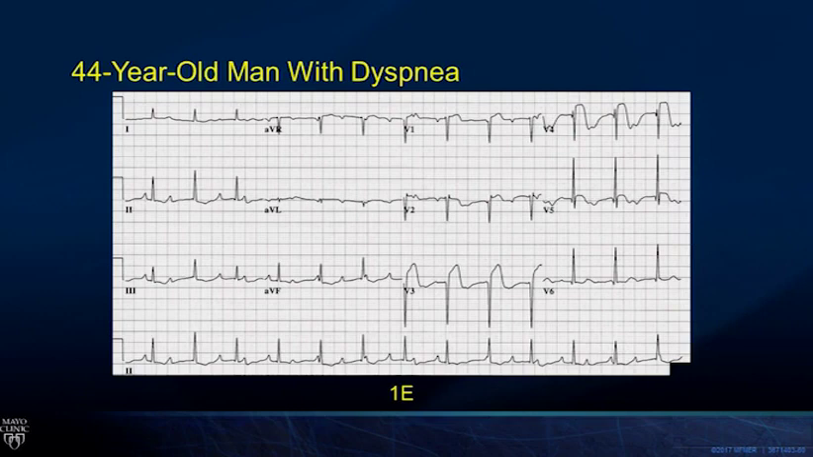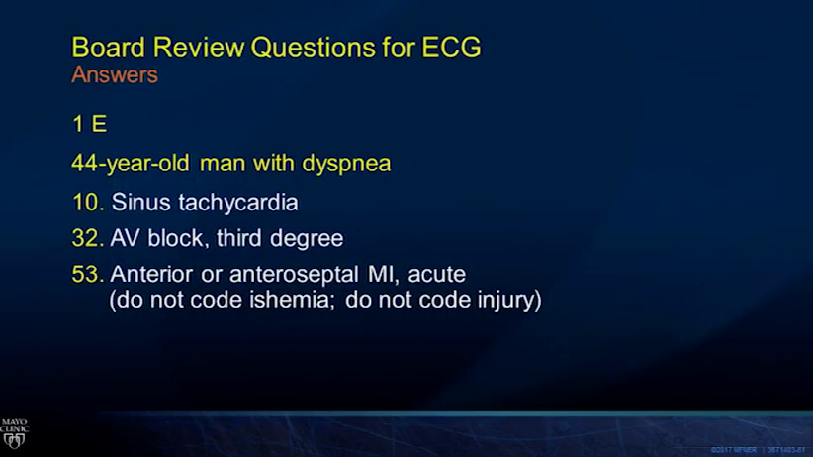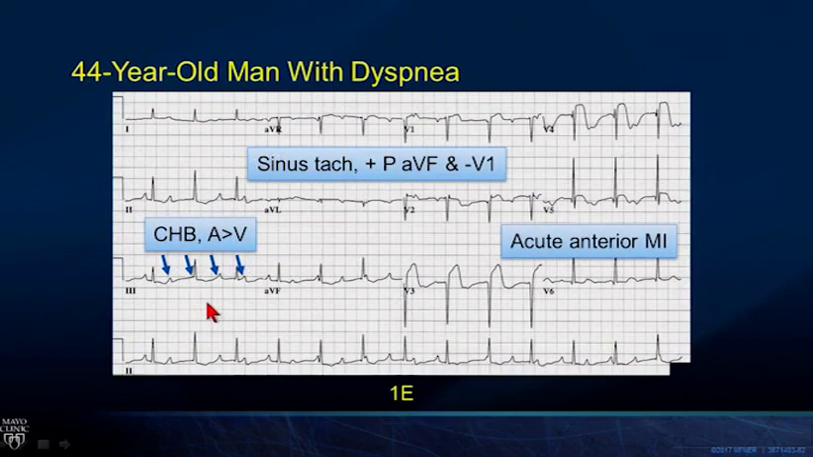Okay. So here's what I thought. Sinus tachycardia, third-degree AV block, anterior or anteroseptal MI, acute. So here's our atrial activity, and here's our regular QRS complex that's slower than the atrial activity. So there's block and acute anterior MI with ST elevation.